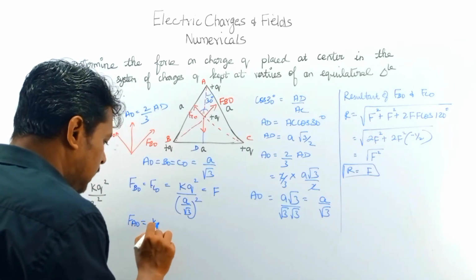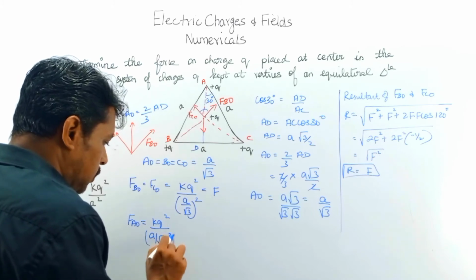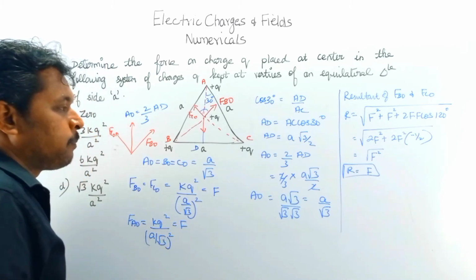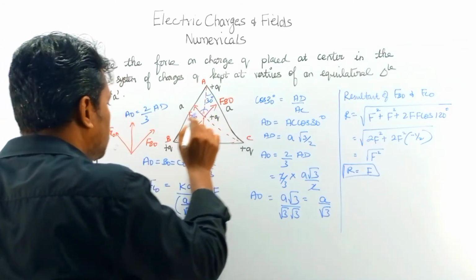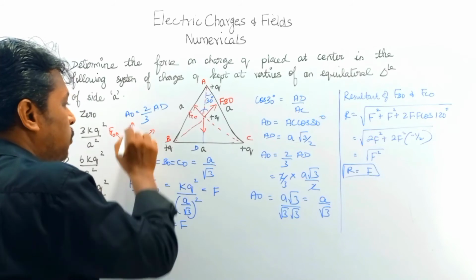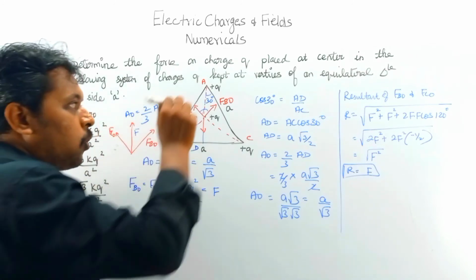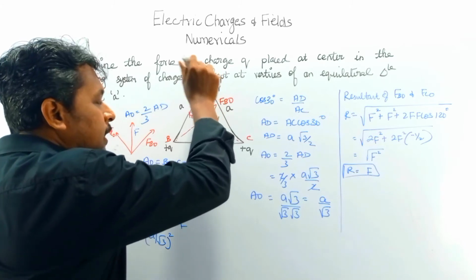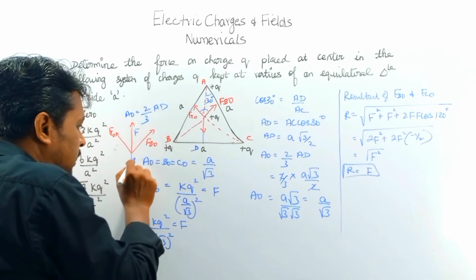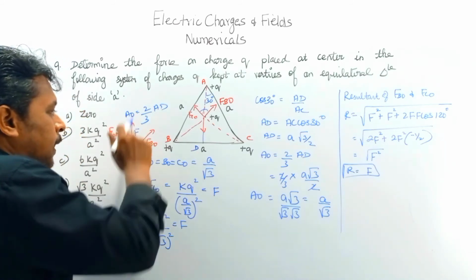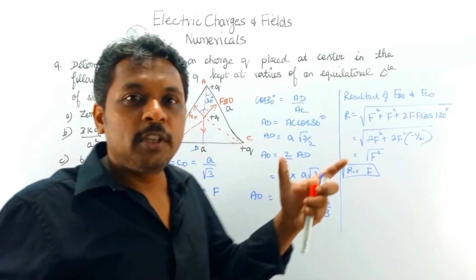FAO will be equal to KQ square by the whole square. Let us keep it, this is also F. So the beauty is, see that the resultant of these two forces acting in the upward direction was found as F. And the force from this point A is also F, but it is pointing in the downward direction. This is also F. So up F, down F, both are equal magnitude, but they are in opposite direction.